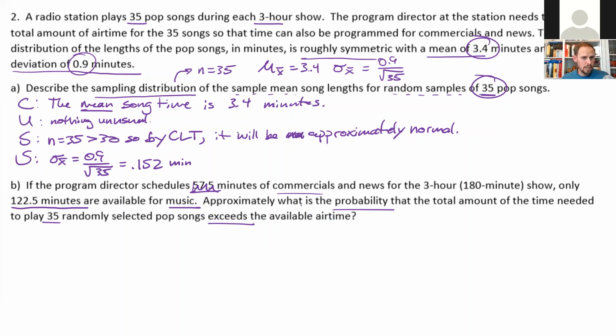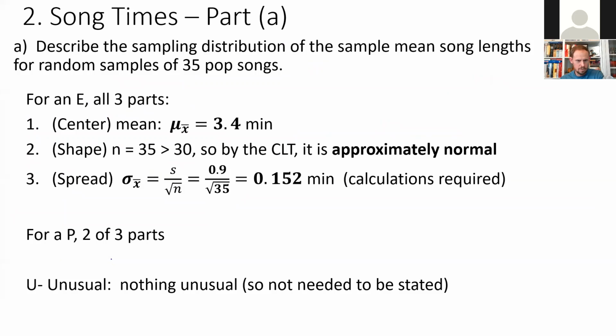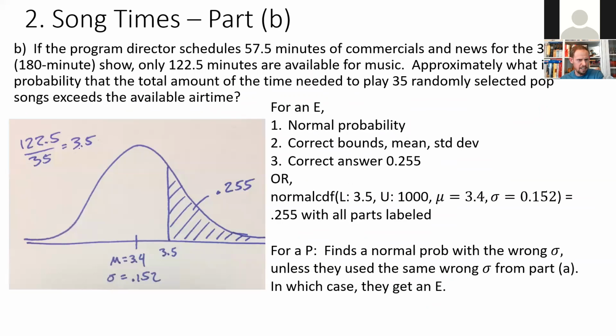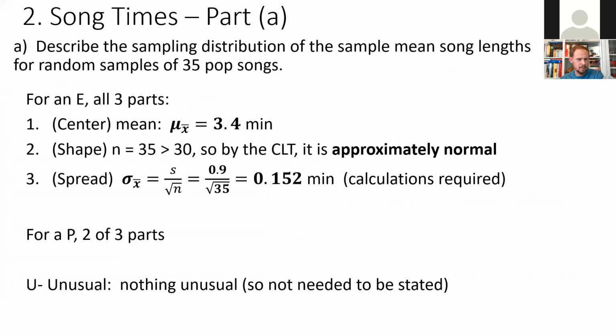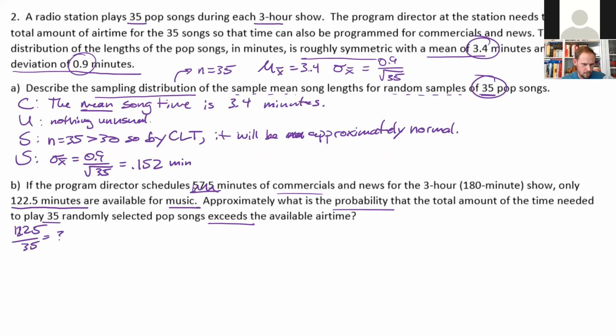All right, so there's two ways we can do this. We can scale everything up to the total amount of minutes, or we can scale everything down to the individual song level. So the answer that they provide is they take this 122.5 and divide it by 35 songs. And that gives us 3.5 exactly. That was nice how that works out. So that works out to 3.5 minutes per song.